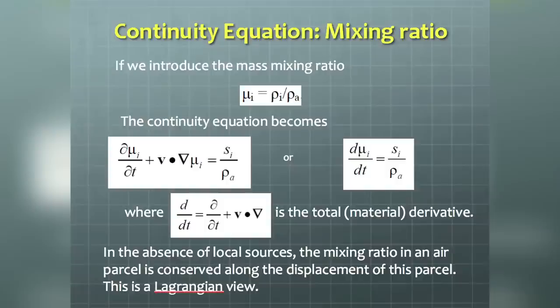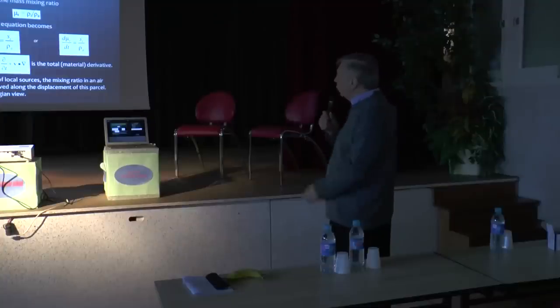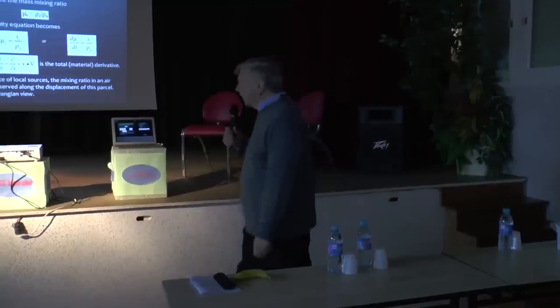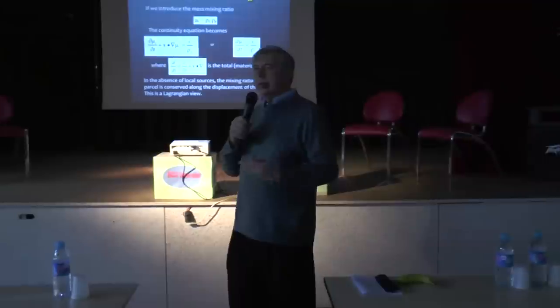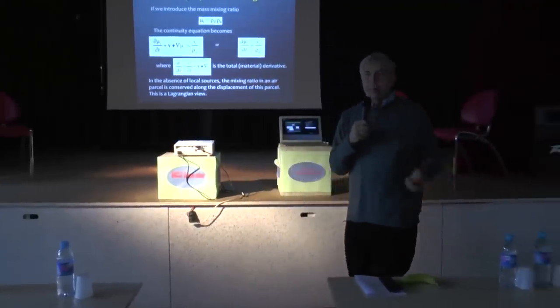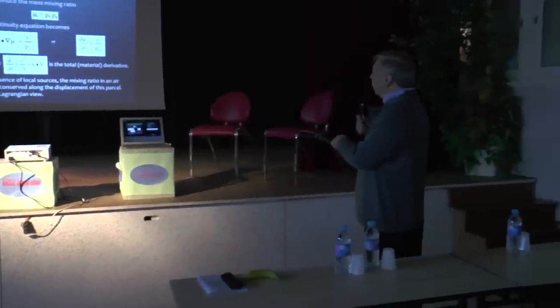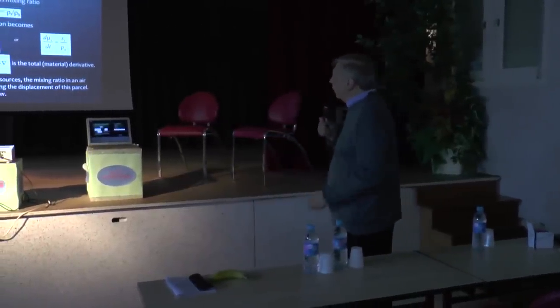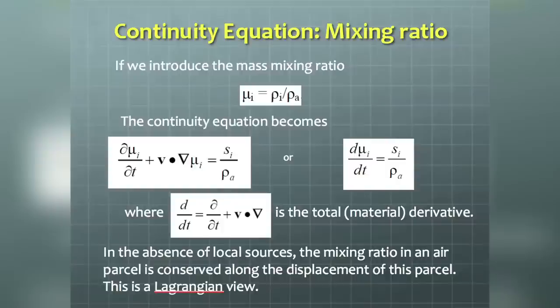So you can put that in your equation, and then your equation becomes this one here: d mu over dt plus v dot gradient of mu equals a source term divided by rho a. Now this term on the left-hand side is equivalent to what we call the total derivative, or the material derivative, or the derivative along the flow. And so we write d mu over dt equals si over rho a.